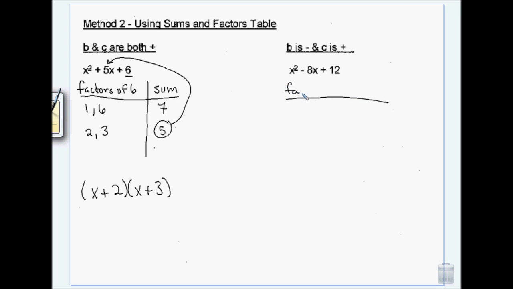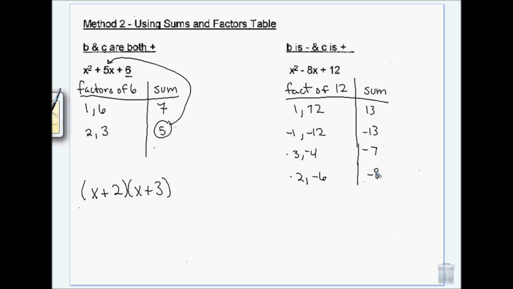When we get into, say, we have factors of 12, and I'm looking for a sum of -8, well, I can start listing factors of 12, but if I start listing all positives, I'm not going to get a negative factor, right? So I start listing them all negative. 3 and 4 gives me a -7. -2, -6 gives me a -8. Okay. So then I found my match. So x minus 2, x minus 6.